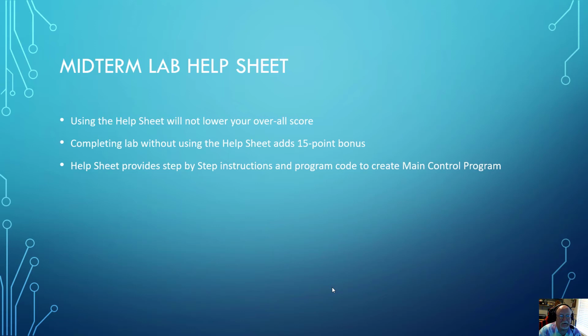That's the fairest way I could come up with it, and to help you actually learn some things and not get so frustrated that you can't get it put together. So the help sheet provides step-by-step instructions, which I just went through basically with you. That was the front page of the help sheet, and program code to create the main control program.